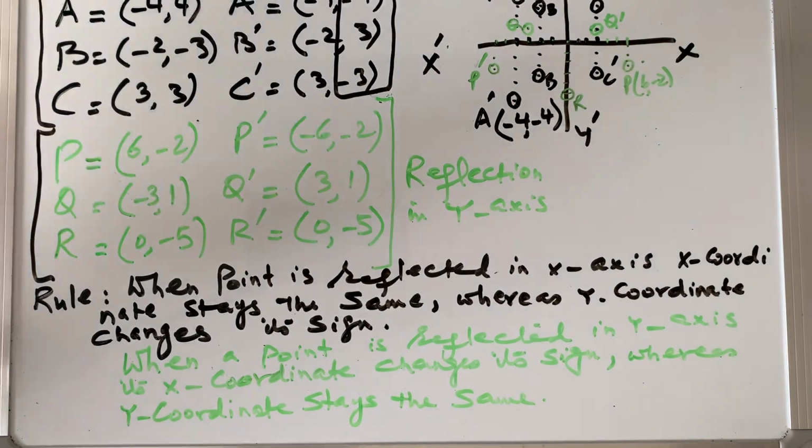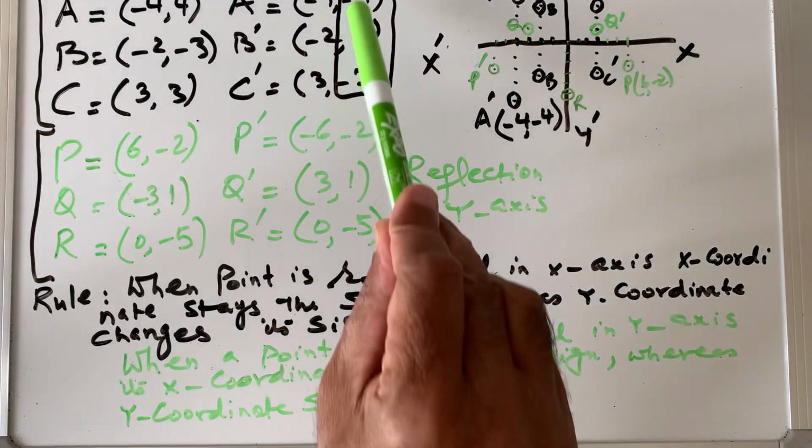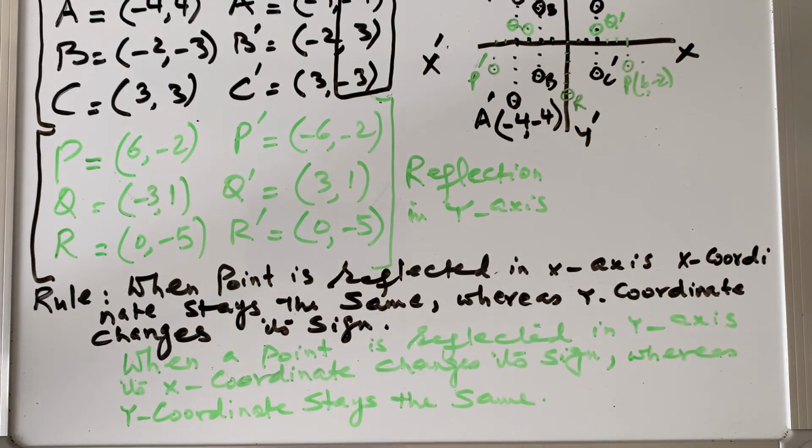So in this way, in this lecture, we learned that we can reflect a point in the x-axis, or across the x-axis, or we can reflect a point across the y-axis. So we have to learn this, that when a point is reflected in the x-axis, the x coordinate stays the same, whereas the y coordinate changes its sign, and we have seen here, right? So we have a rule now. So we can tell the reflections immediately with the help of this rule.